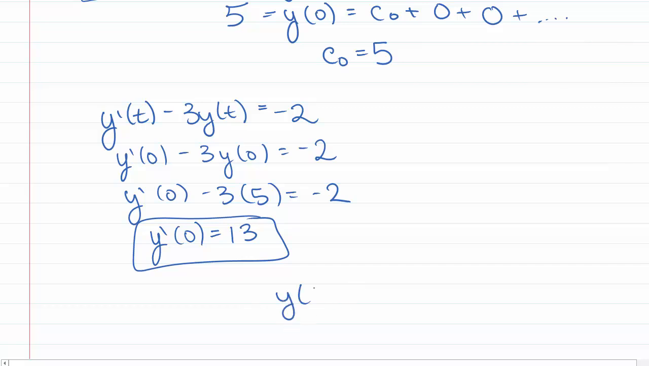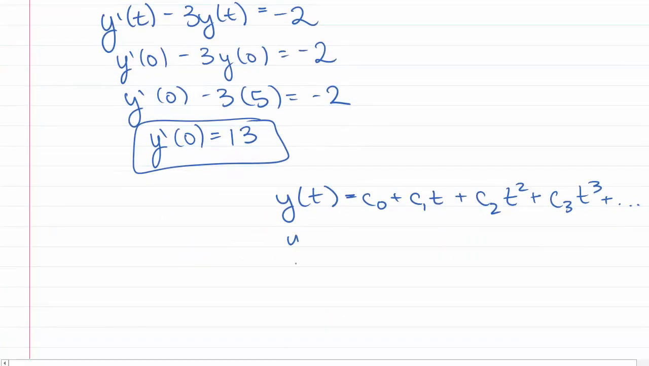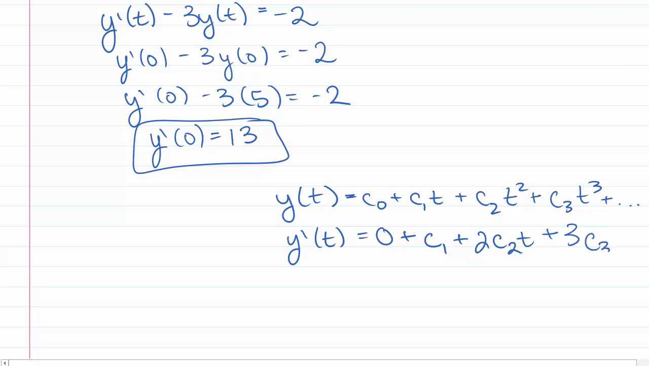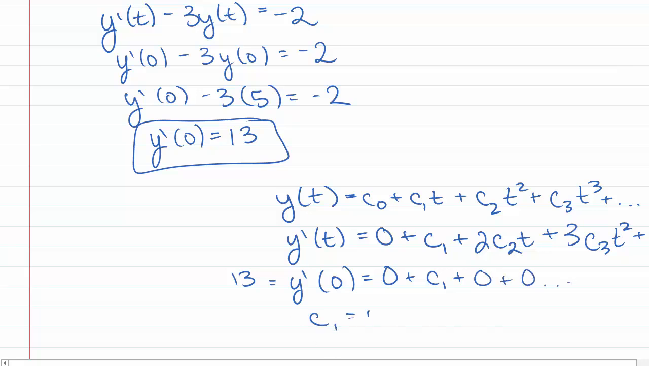So we can look at y of t equals c0 plus c1 t plus c2 t squared plus c3 t cubed plus dot dot dot. Now we can take that derivative. y prime of t is going to be c0 goes to 0, plus c1 plus 2 c2 t plus 3 c3 t squared plus dot dot dot. And so we know that y prime of 0 is 13, and also that it is 0 plus c1 plus a whole bunch of zeros. So c1 has to be 13.